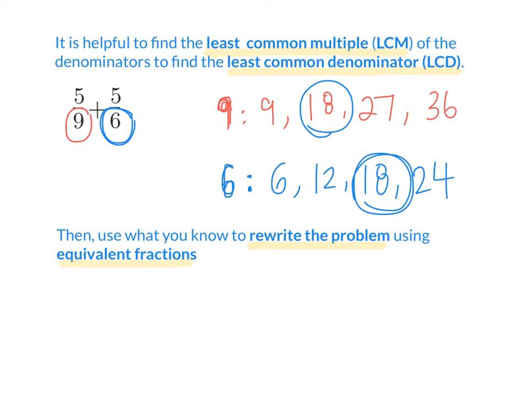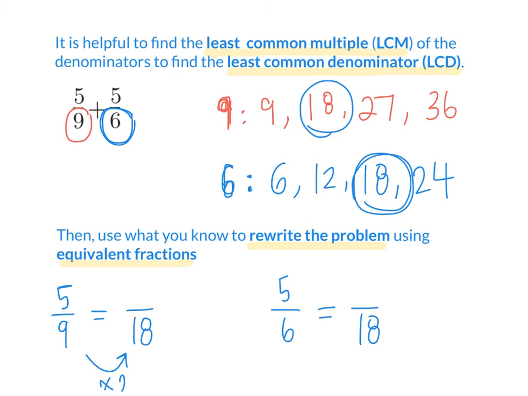That means my least common denominator, the smallest number that I have in common between those two denominators, will be 18. That means then what I can do is use what I know to rewrite the problem using equivalent fractions. Now I know that instead of having 5/9, I want the denominator to be 18. And instead of 5/6, I want the denominator to be 18. Okay, well how did I get from 9 to 18? I had to multiply by what? 2, which means in the numerator I also need to multiply by 2. So that means 5/9 is equivalent to how many 18ths? 10 18ths.